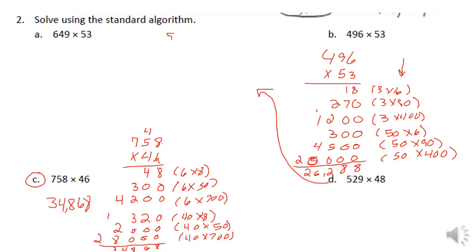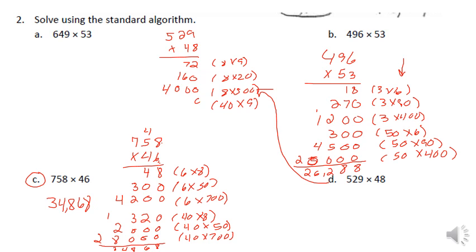Okay, I'm going to go ahead and do this last problem up in here so I have room. Now I have 529, and we're multiplying that by 48. So we're going to start off with 8 times 9, which is 72. And we're going 8 times 20, which we have a placeholder, and 8 times 2 is 16. Now we're doing 8 times 500, which we have 2 placeholders, and 8 times 5 is 40.